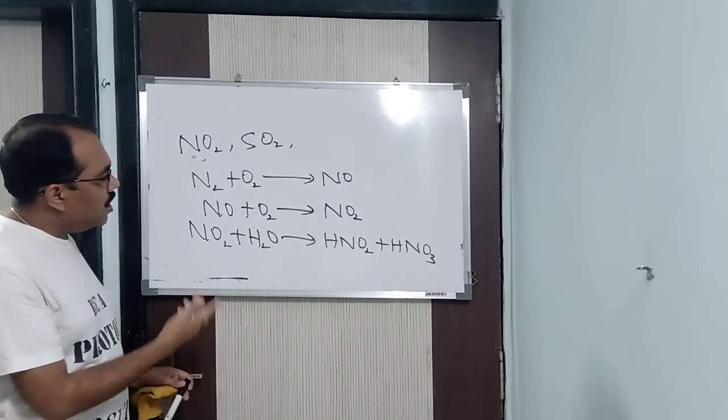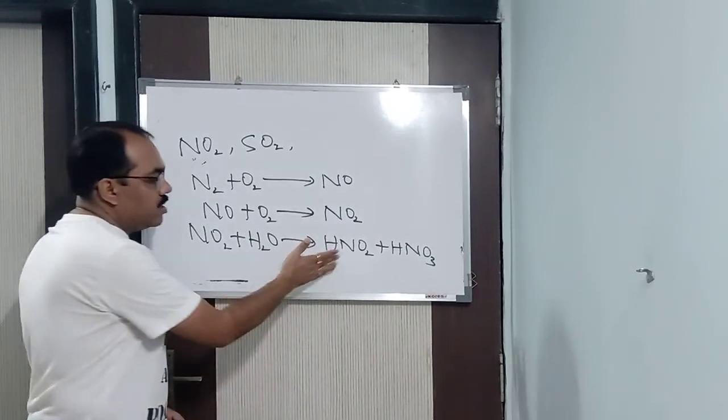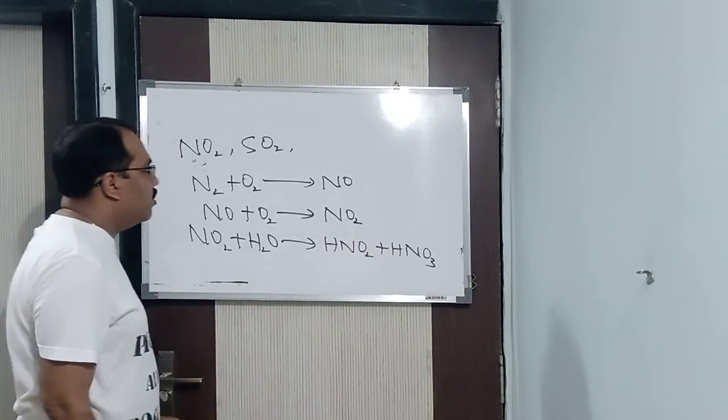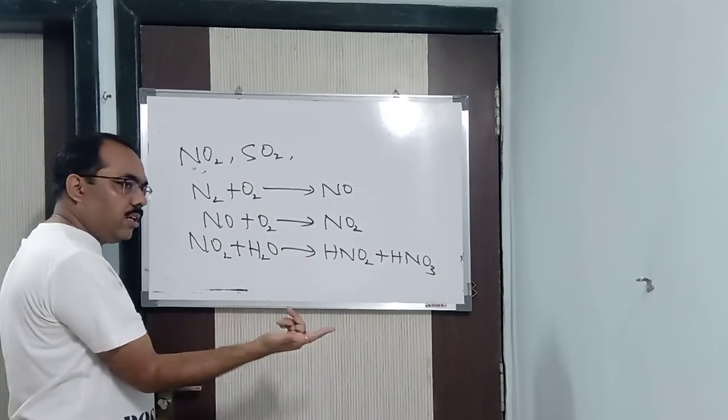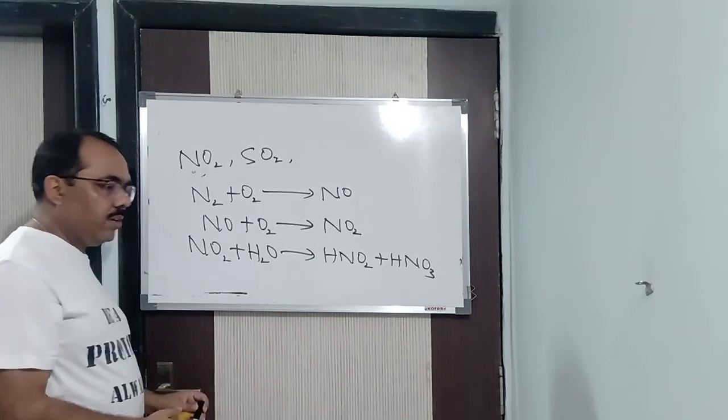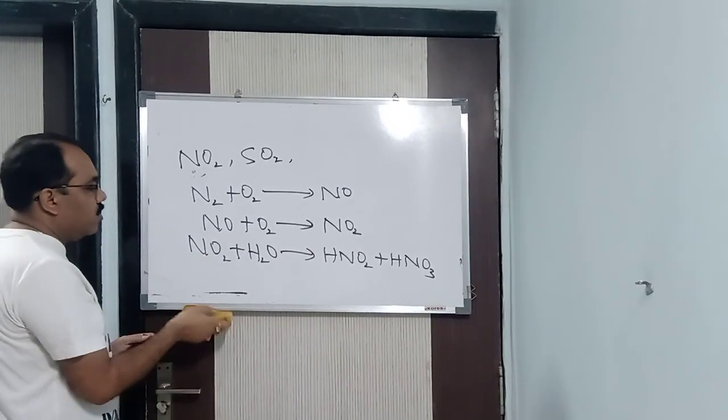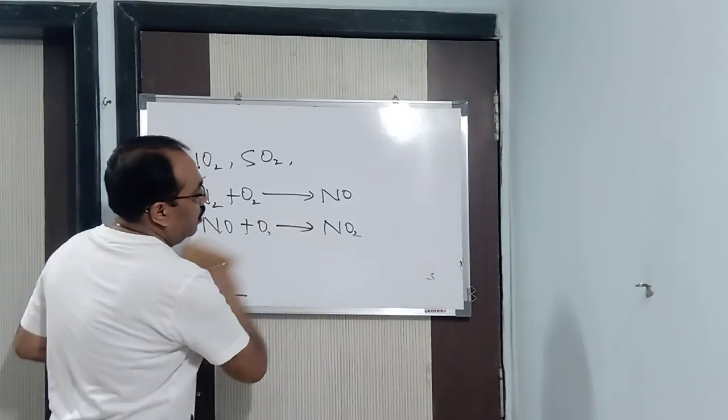Clear? So this is otherwise known as acid rain, because you can see the acids are coming with the rain droplets. Similarly, sulfur dioxide reacts to form sulfuric acid. In this way, this is acid rain. Clear? So this is about your acid rain. Thank you very much.